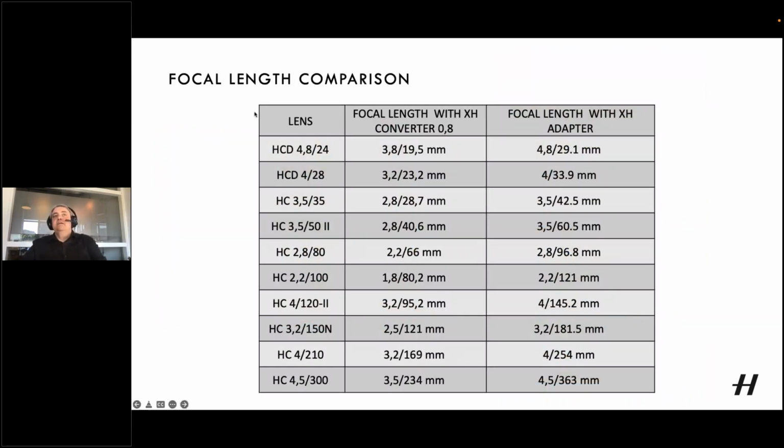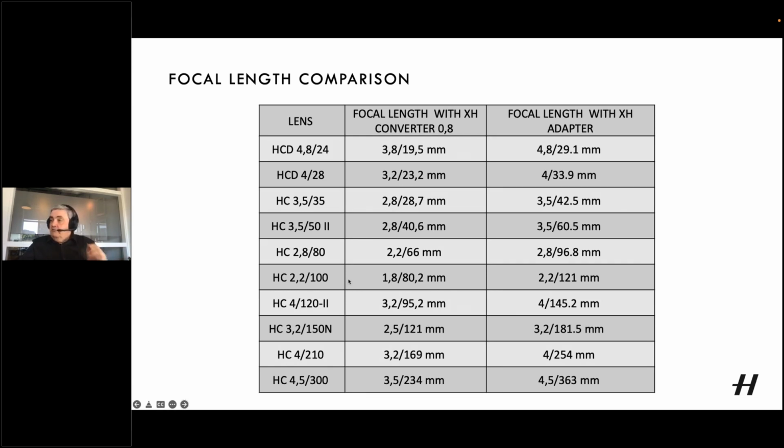So here we can see in terms of focal length comparison. So starting here, say with the 24mm, with the converter, we end up with a 19.5 millimeter focal length. So we've got that shorter focal length effectively. The standard XH adapter, as I say, which is effectively the basic spacer, gives us a longer focal length. So if you had both adapters in your kit, with every H lens that you've got here, effectively you'll have a longer and a shorter focal length to work with.